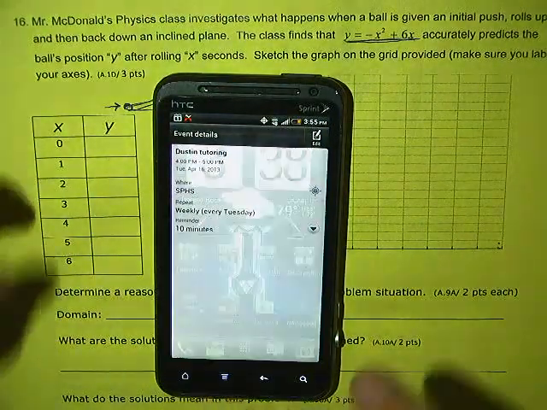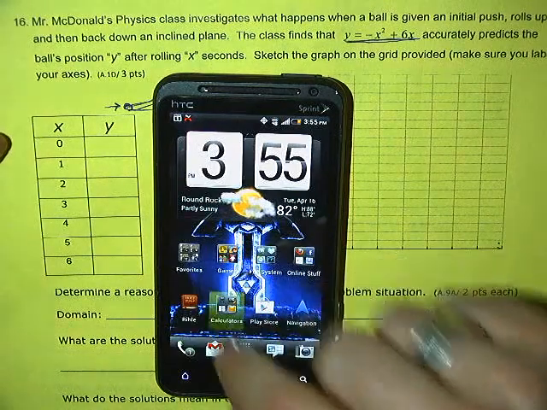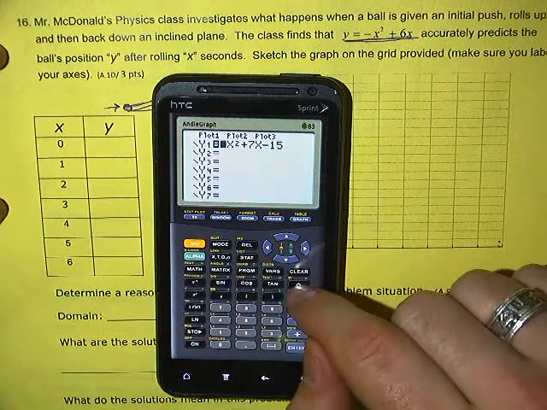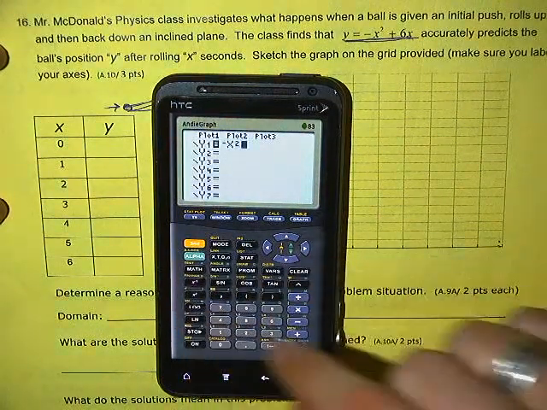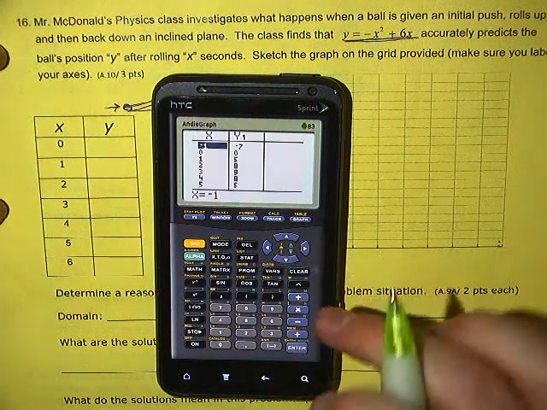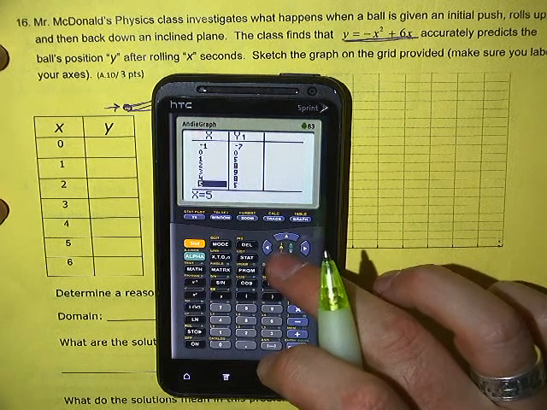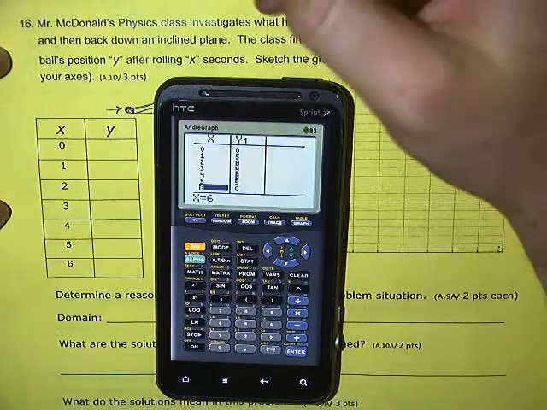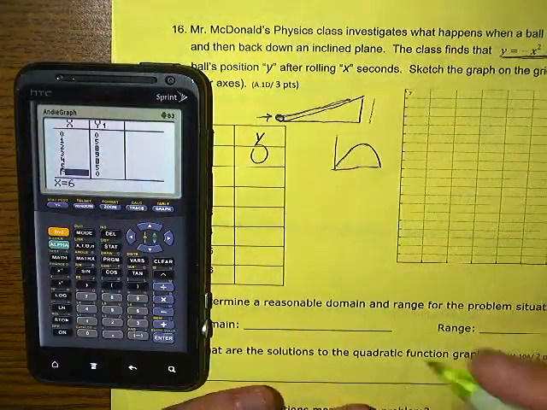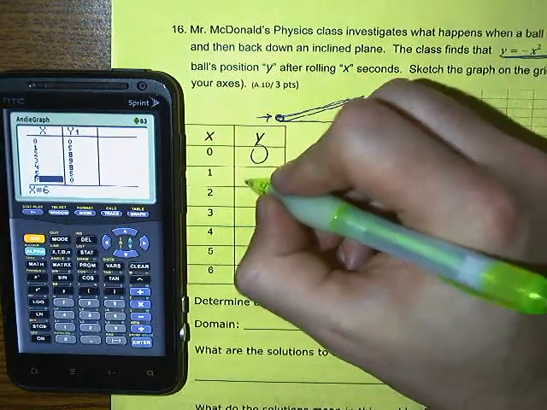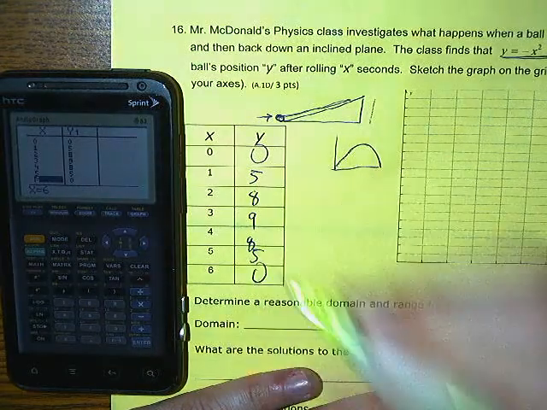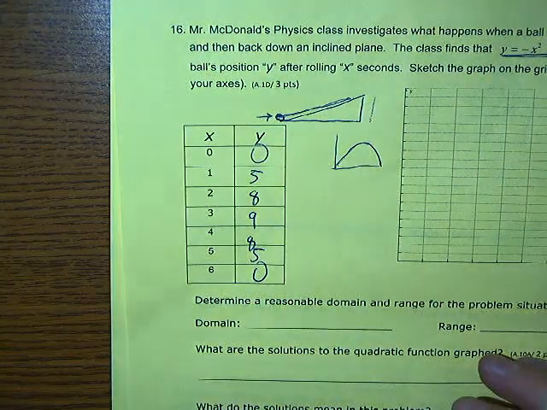Luckily, we got our handy-dandy calculator. If I can get my calculator up instead of my phone. Okay, y equals negative x squared plus 6x. Go to the table, and I want my first 7 values: 0, 5, 8, 9, 8, 5, and 0. Okay, done with that.